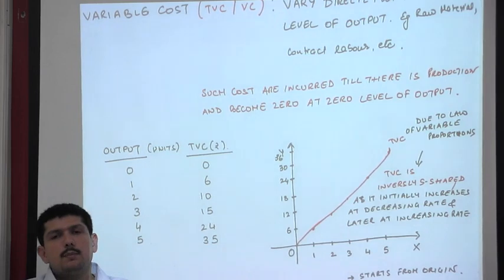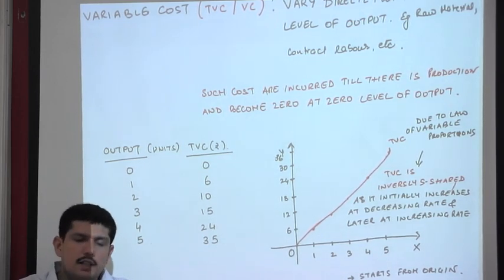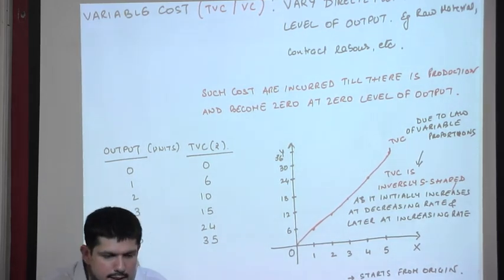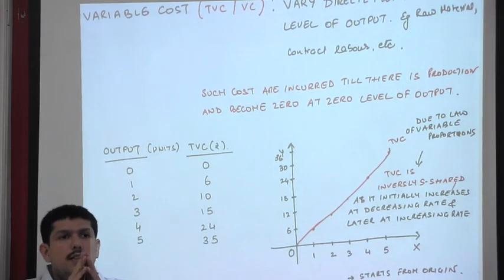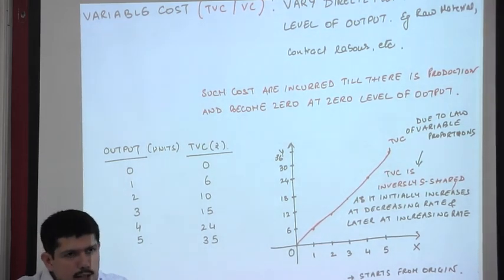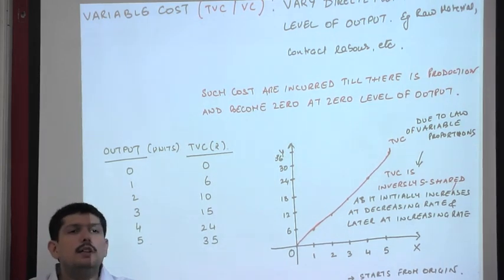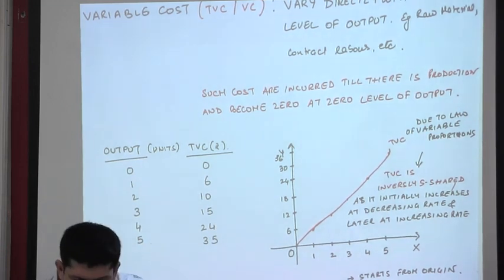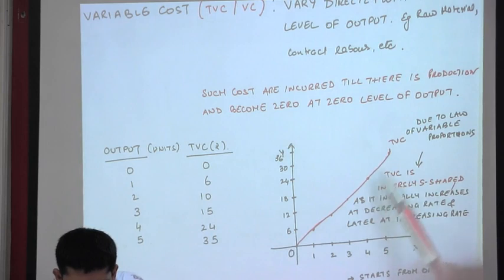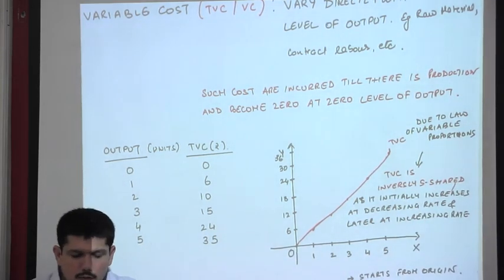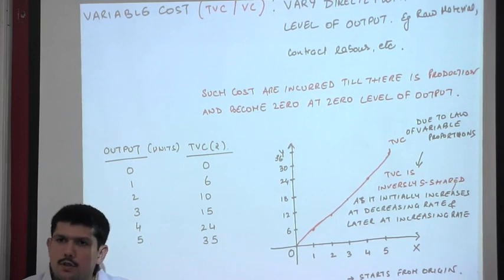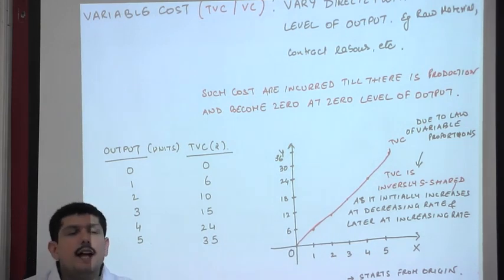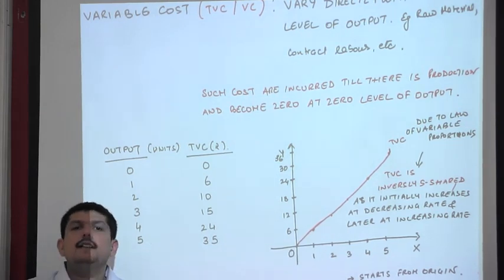So look, the law of variable proportions, since it is applicable on production, will automatically become applicable on cost. Because if production increases at an increasing rate, cost per unit keeps on falling. But when production increases at a decreasing rate, what would happen? The cost per unit will start increasing, right? So here the shape of the variable cost curve is an inverse S-shaped curve. Why? Because of the law of variable proportions. Because initially the cost will increase at a decreasing rate, and then the cost will increase at an increasing rate, right?